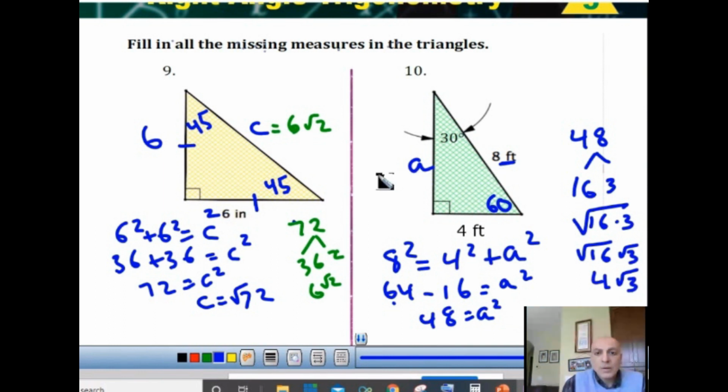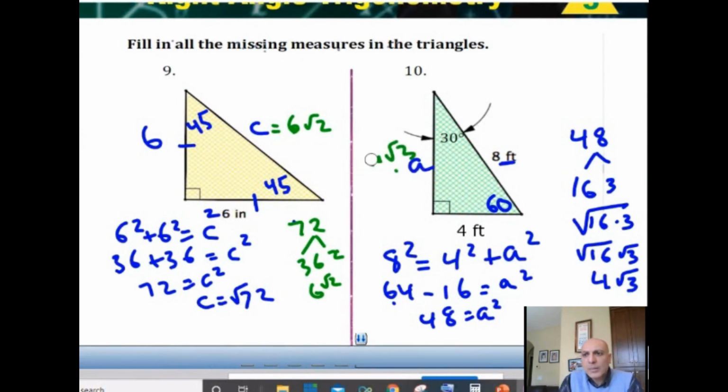Let me just choose a different color for this one here. 4 square root of 3. So notice something here. Notice what's going on. This is 4. I'm not going to talk about this yet, but just wanted you to know this. Look at this. This is 4. This is 8. Must be some relationship here. Interesting. And this is 4 square root of 3. Very interesting.